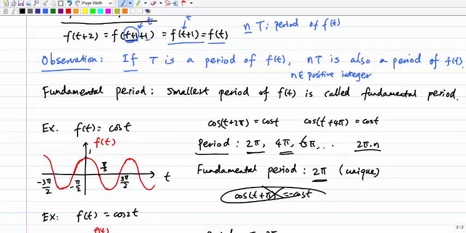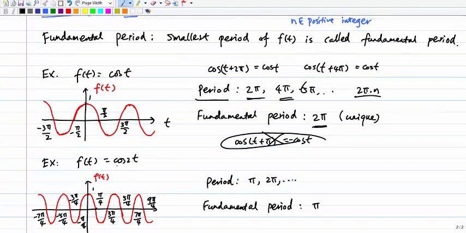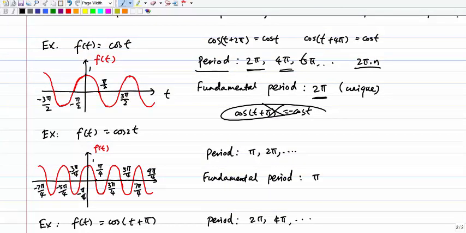Now if you do cosine 2t, doubling the inside, if you draw it out, this is what f(t) looks like for this new one. When t is 0, you have 1. When t is pi over 4 it's 0, and 3 pi over 4 it's 0, and so on and so forth. So the period becomes pi, 2 pi, and so on. We have n times pi as the period.